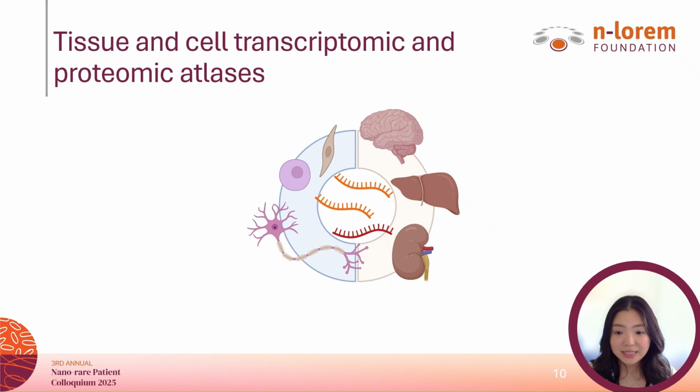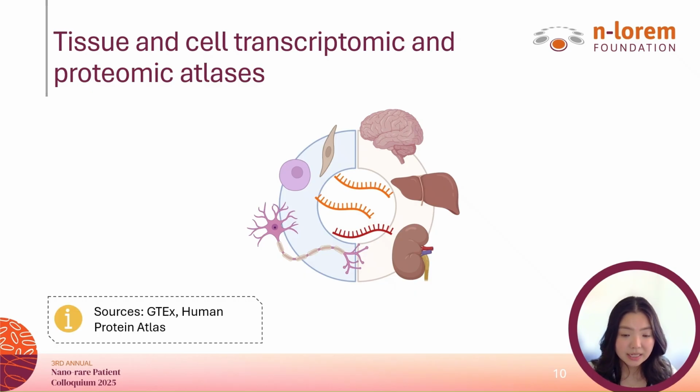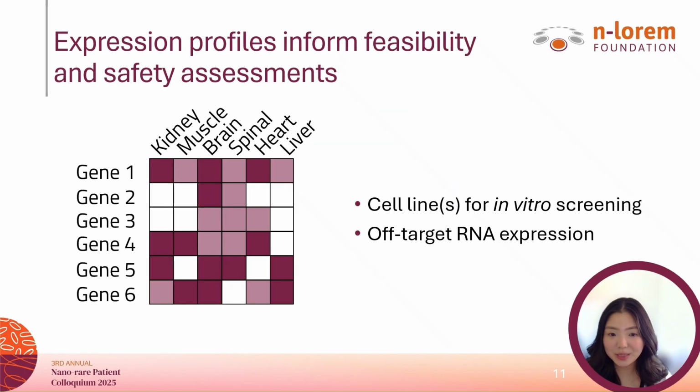Another resource that we use is these atlases where we have the gene and protein expression information for a gene in multiple different tissues or different cell types. And some of the places that we get this information from are GTEx or the Human Protein Atlas. We use this information in order to help inform our feasibility and our safety assessments.